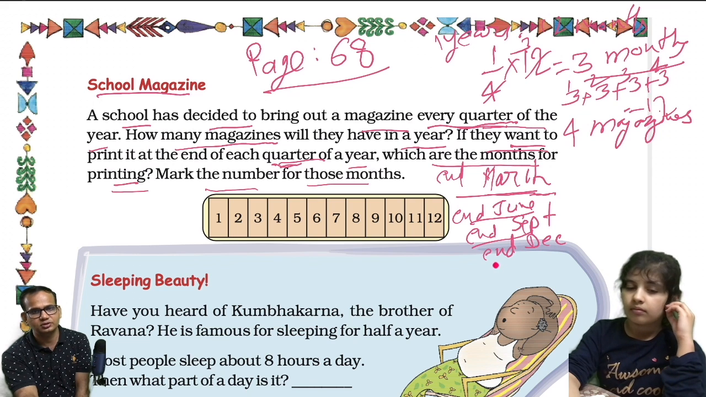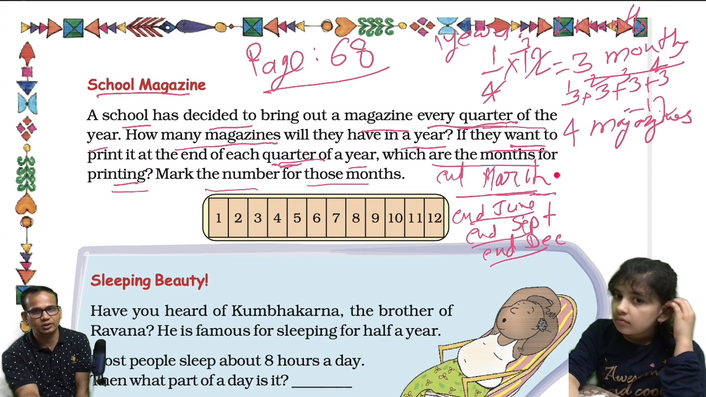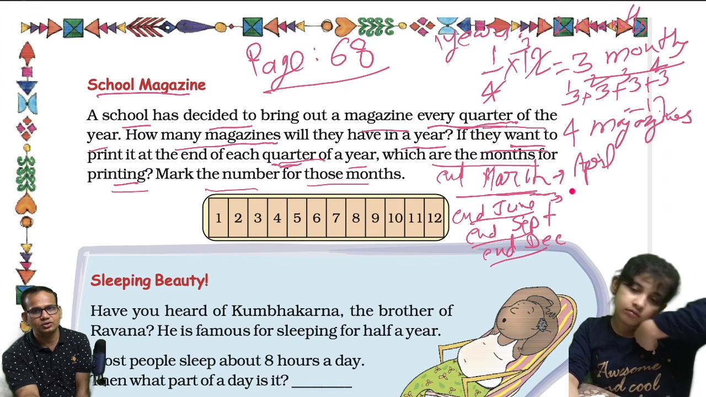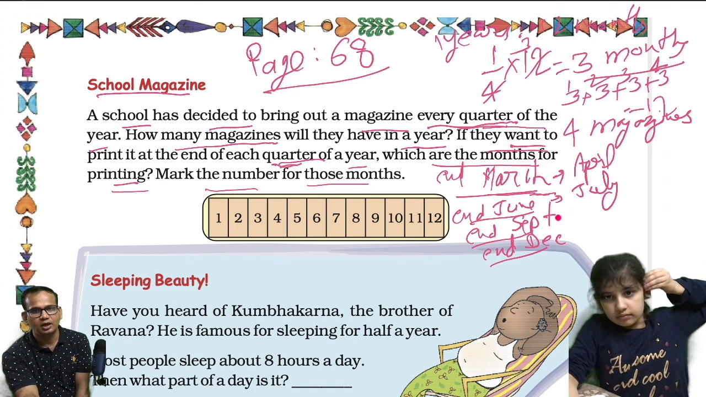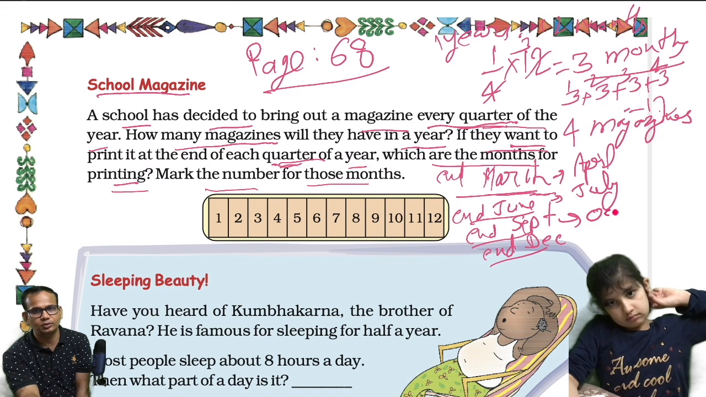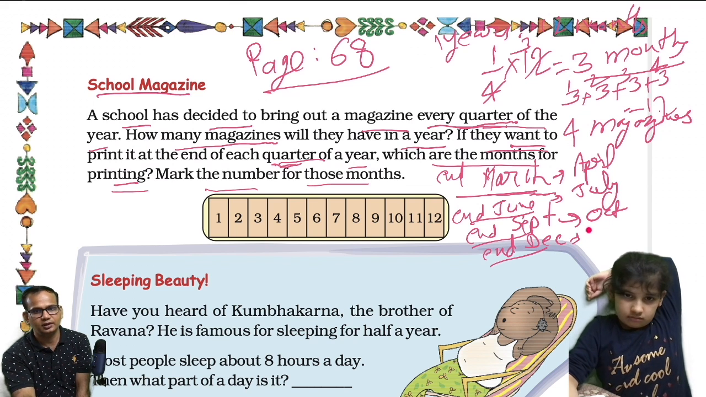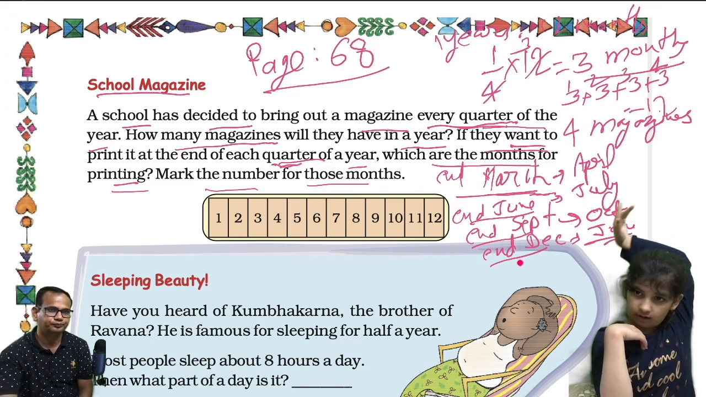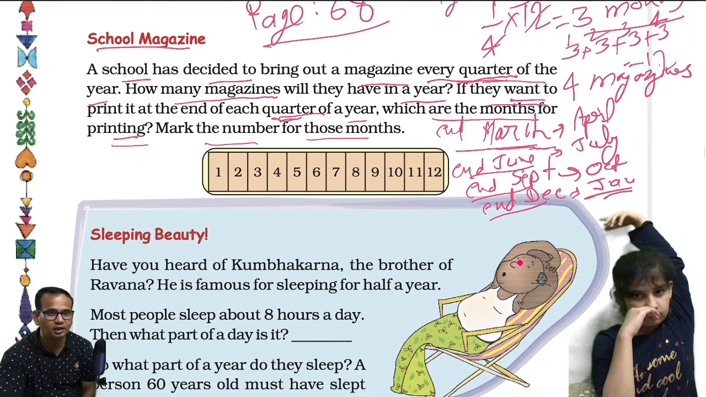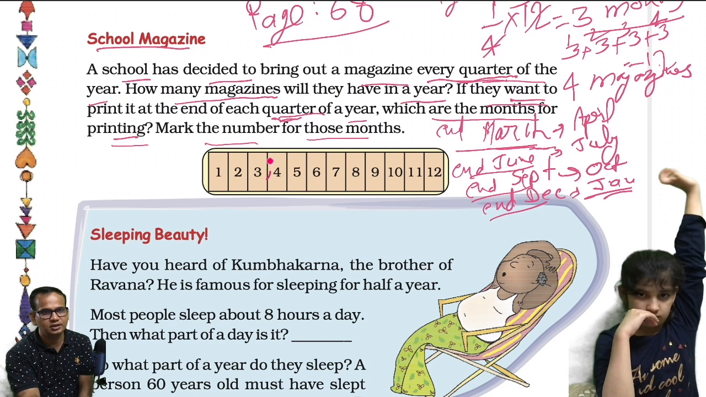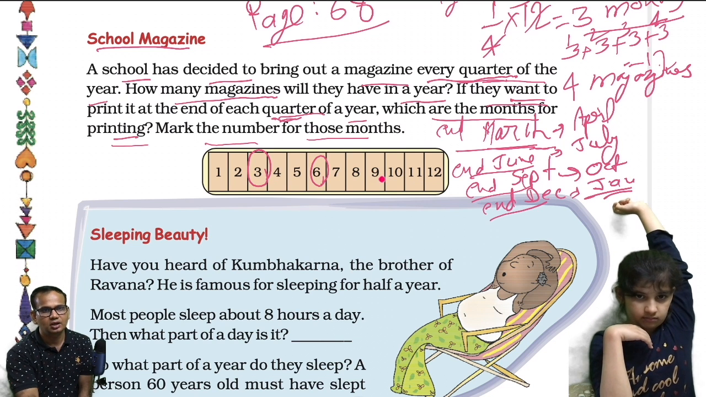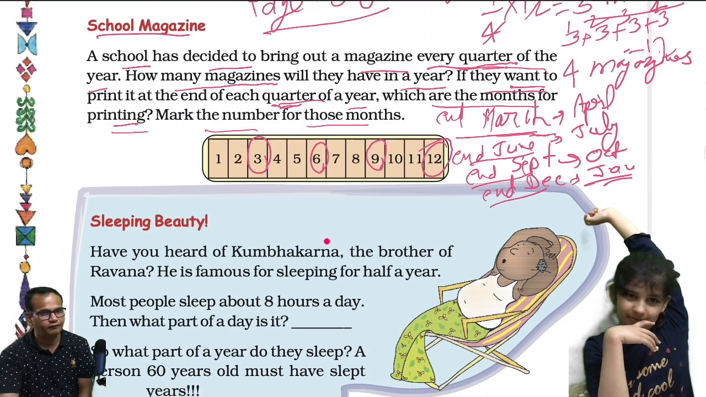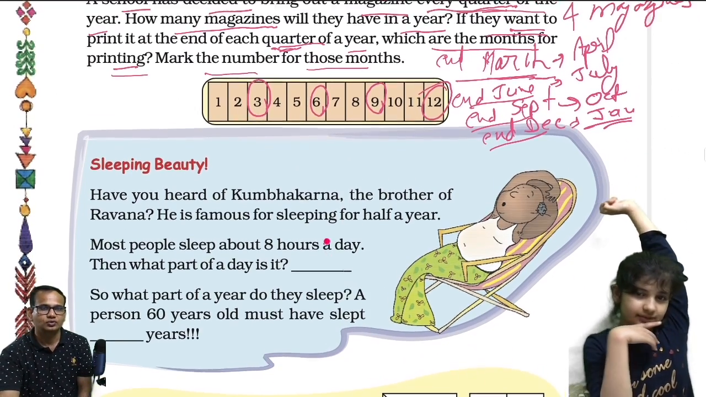And suppose they want to add these 3 months, they can print in the first week of April, or the first week of July, or the first week of October, or next year January. Like this also it can be possible, right, Havisha? Mark the number for those months. So I can say 3, 6, 9, and then 12. Got it? We have marked it. So understood, Havisha?